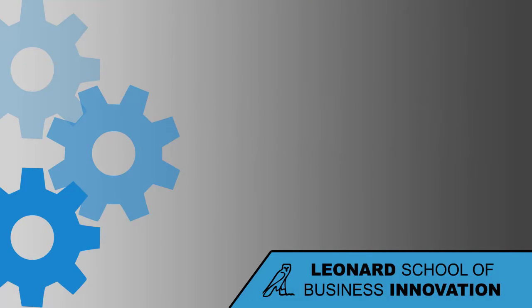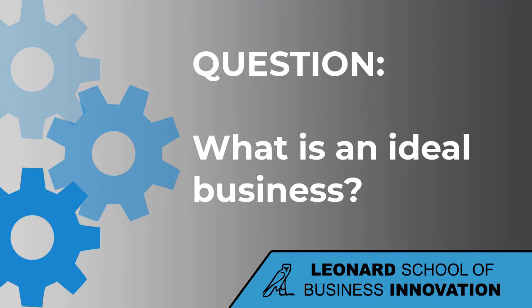Question: how would you define the ideal business? What does that look like? How do you measure the success of a business? Is it based solely on profit? Is it based on time or how long a business has been in operation? Or is it based on things like social or environmental impact? As you can see, when it comes to business, defining what it means to be successful can be difficult.